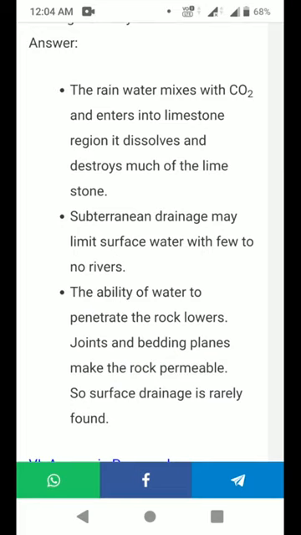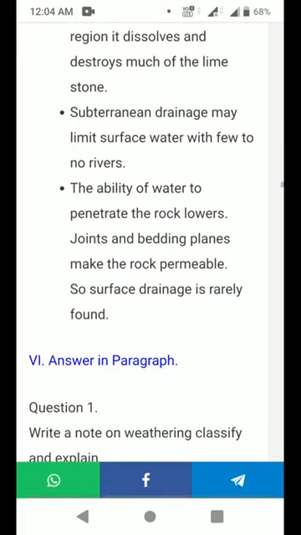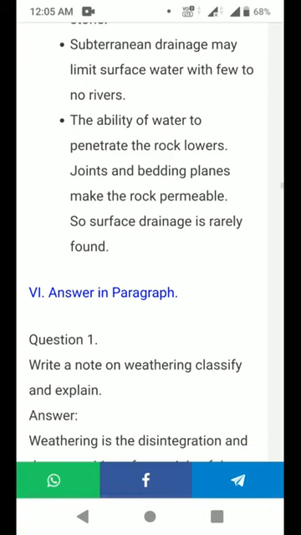Subterranean drainage may limit surface water with few to no rivers. The ability of water to penetrate the rock layers, joints and bedding planes makes the rock permeable. So surface drainage is rarely found.